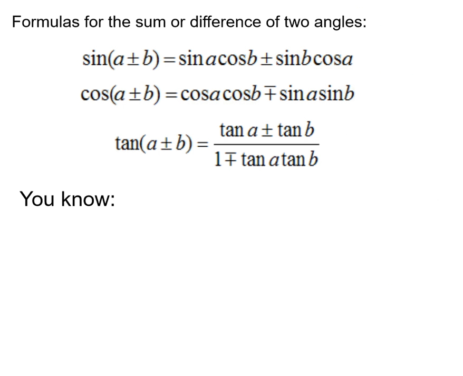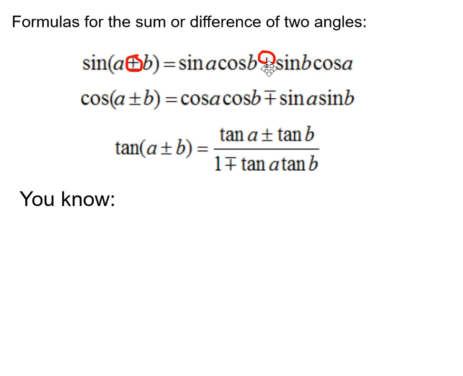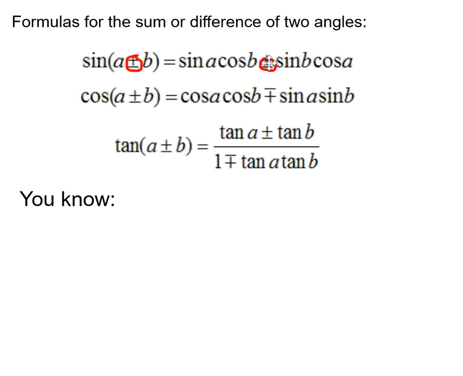The formulas look like this. I'm going to look at the first one just to show how it works. If I'm looking for sine of a plus b, then it's going to be sine of a cosine of b plus sine of b cosine of a. If I want to do a subtraction, then I'm going to be subtracting on this side as well. For sine, it's pretty easy because it's the same symbol, and you need to alternate sine, cos, and the letters.